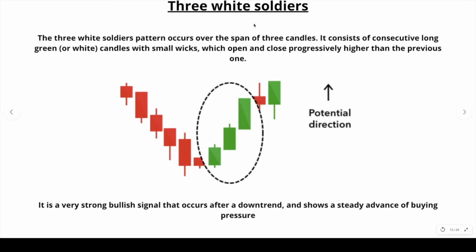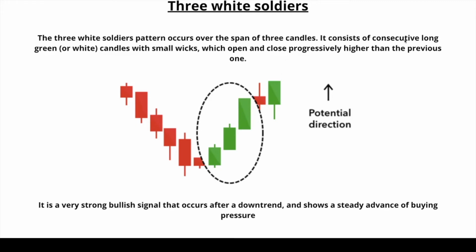Our next and final bullish candlestick pattern is the 3 white soldiers, or you could just call it the 3 green soldiers, since the 3 bars are green. So let's take a look at that. The 3 white soldier patterns or 3 green soldier patterns occur over the span of 3 candles. As you can see, it is the 1, 2, 3 candles right here.